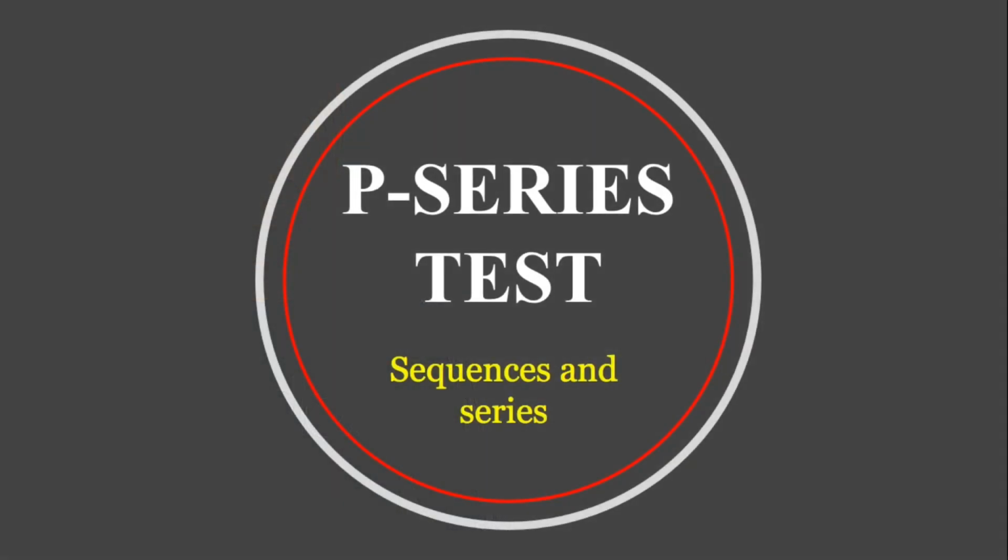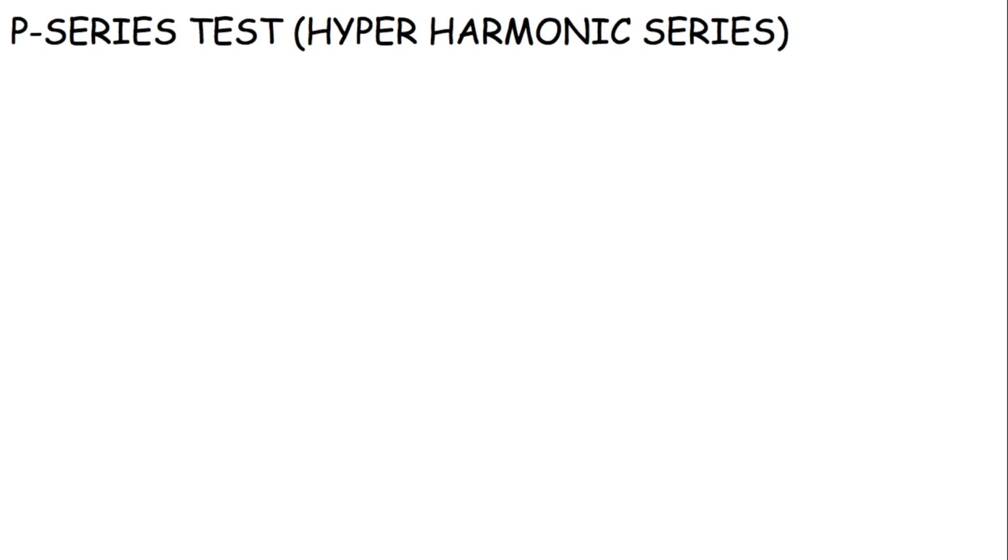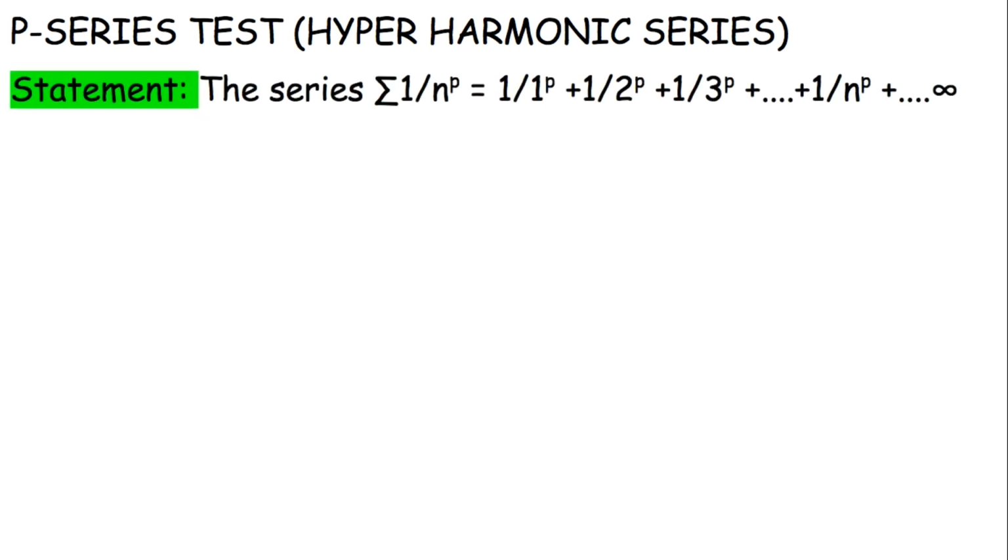Let's start with the P series test. The P series test is also known as the hyperharmonic series. The series of 1 upon n raised to power p, where we sum from n equals 1 to infinity, gives us our P series. Here p can be anything, and n varies from 1 to infinity. Then we have to determine whether the series is convergent, divergent or oscillatory.